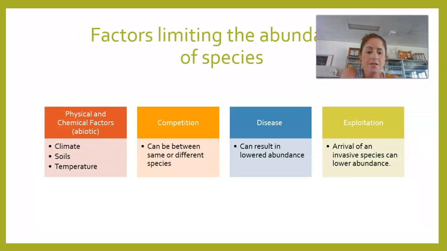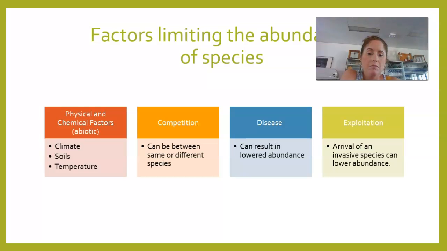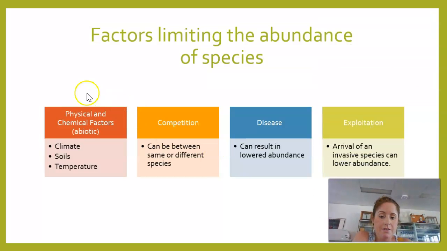And then different things will limit the abundance of a species. So you could have chemical factors, some kind of abiotic factors like soil types, temperature, climate, rainfall, all of those things can limit the abundance of a species. Competition, either between the same species or between different species, both of those could impact how many species there were, or how many individuals there were.